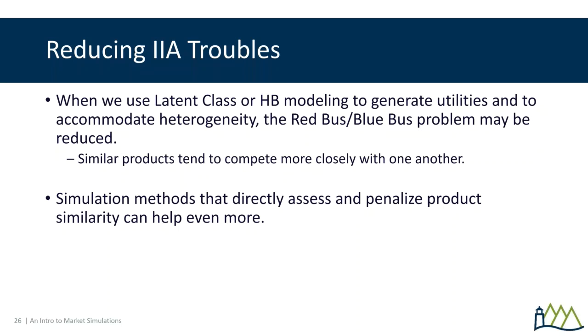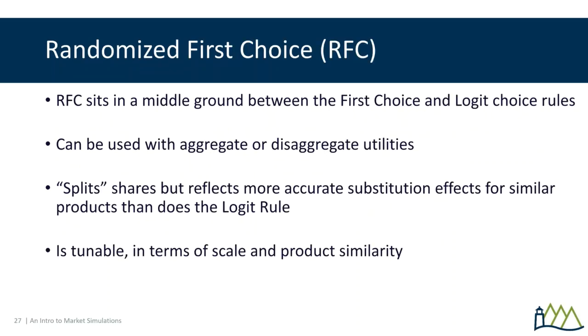And so one of the methods that we've developed here at Sawtooth Software over a number of years is called randomized first choice. Now, randomized first choice sits in a middle ground between the first choice and the Logit choice rules, or the share of preference choice rules. And we can use this for aggregate and individual level, although it benefits largely from having individual level utilities.